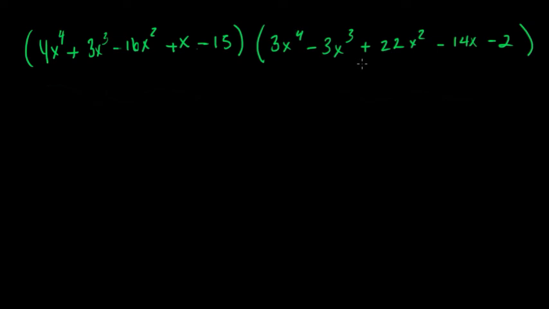Okay. Now I'm going to rewrite this answer here in the white color. So 12x to the 8th minus 3x to the 7th plus 31x to the 6th plus 61x to the 5th minus 366x to the 4th plus 285x cubed minus 312x squared plus 208x plus 30.